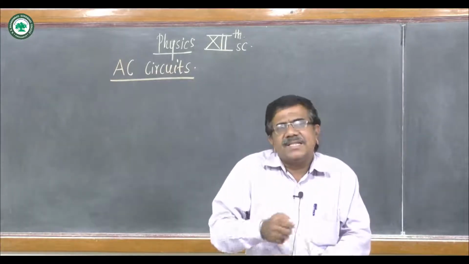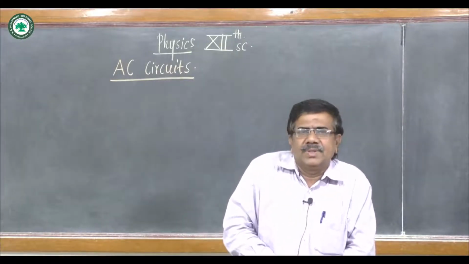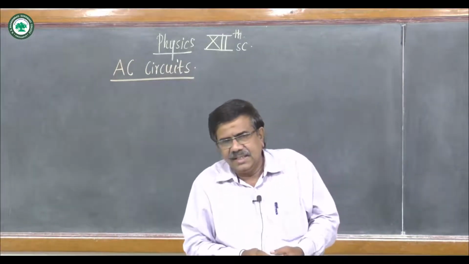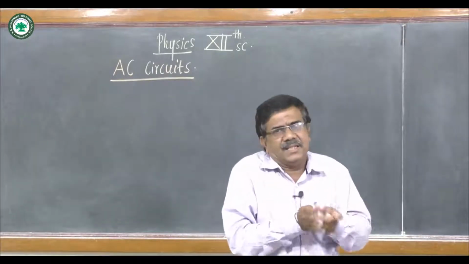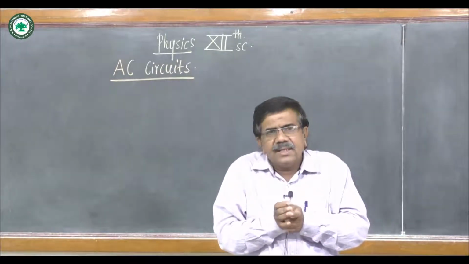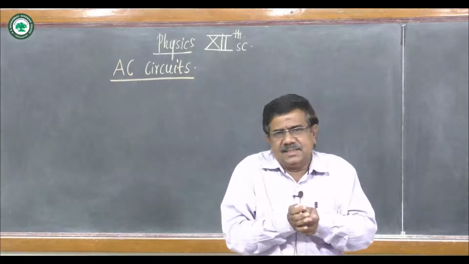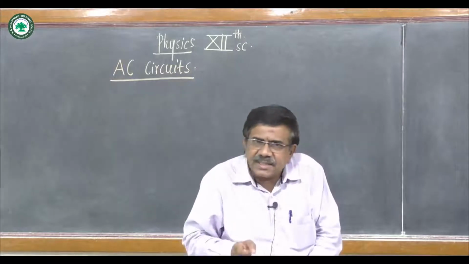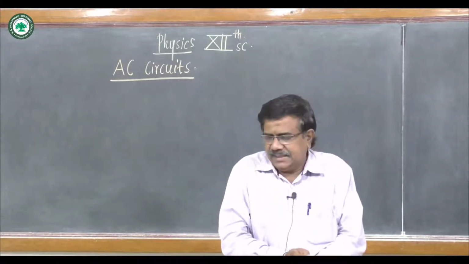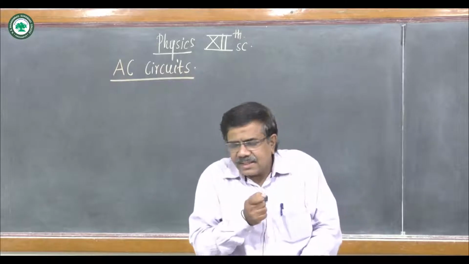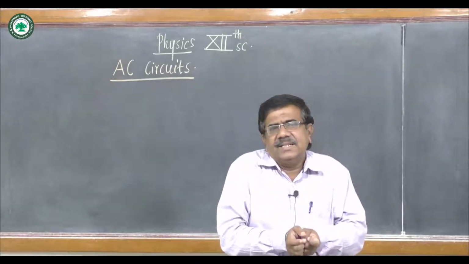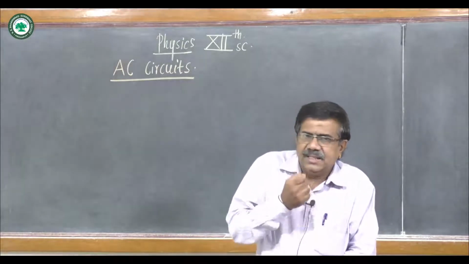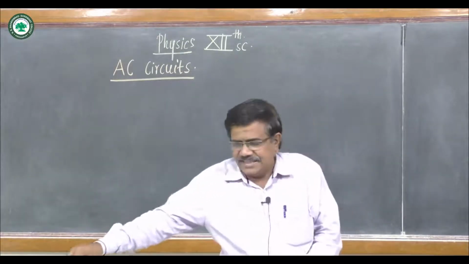Now in a purely resistive circuit, we know the EMF and current are in same phase. If circuit contains pure inductor, EMF leads the current by phase pi by 2. If the circuit contains purely capacitor, then EMF lags the current by the phase pi by 2. But in case of resistor, EMF and current are in same phase.